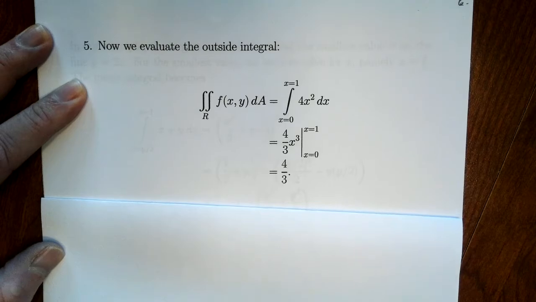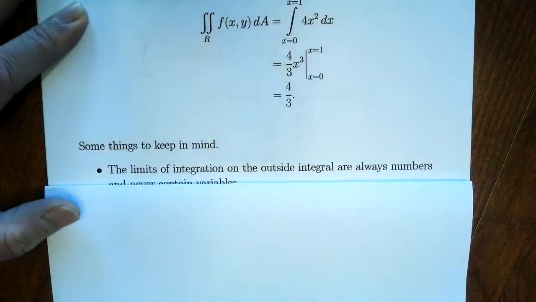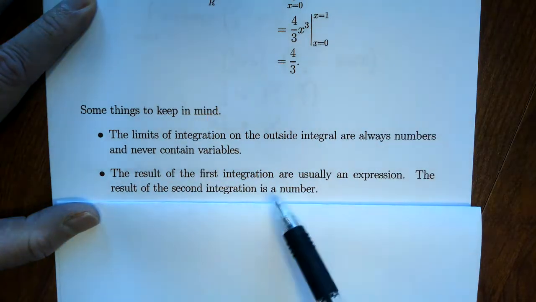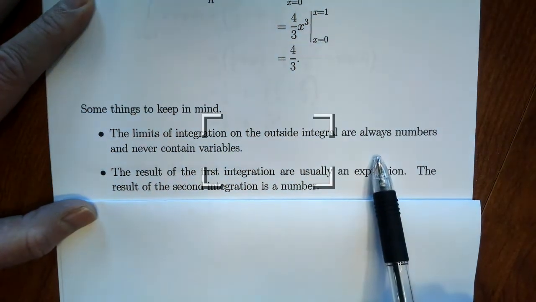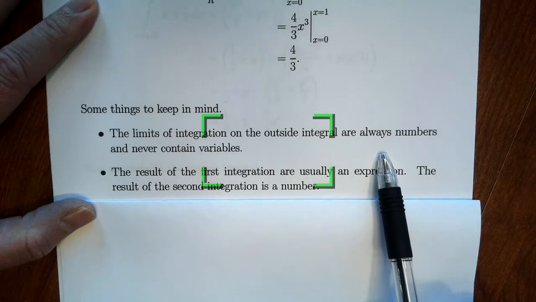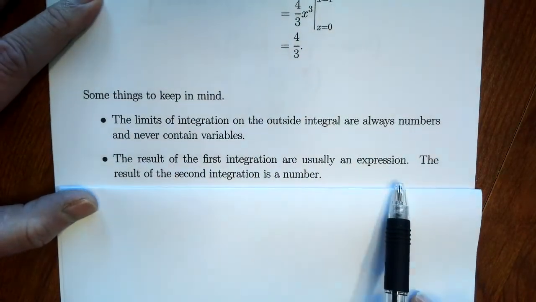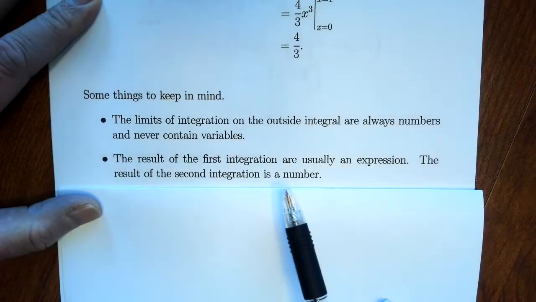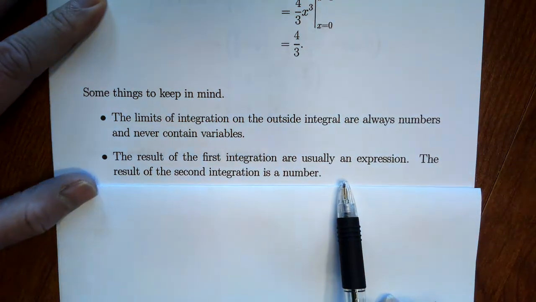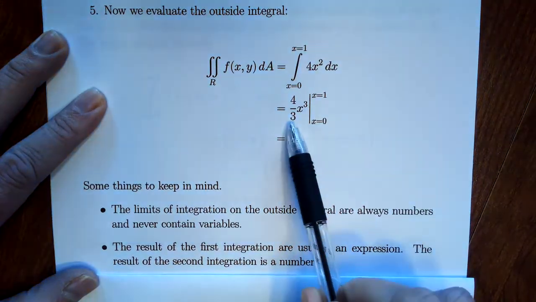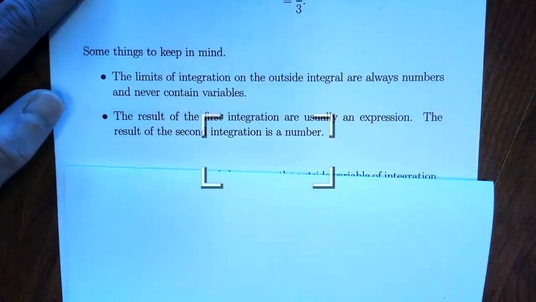Now what we're going to do is the integration in the opposite order. But before we do that, let me just keep some things in mind. The limits of integration on the outside integral are always numbers and never contain variables. The result of the first integration is usually an expression, and the result of the second integration has to be a number. It can't have a variable left. So you notice how we got a number here and nothing containing a variable.